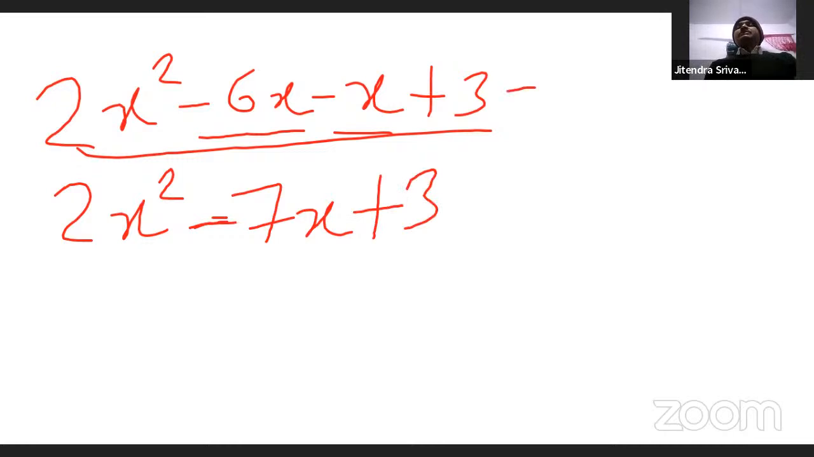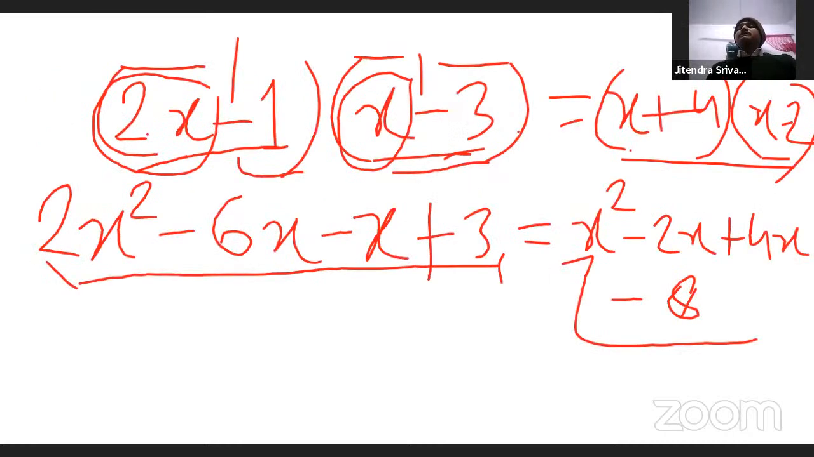And the next equation was, let me see what the next equation was. The next equation was x square minus 2x plus 4x minus 8. x square minus 2x plus 4x.